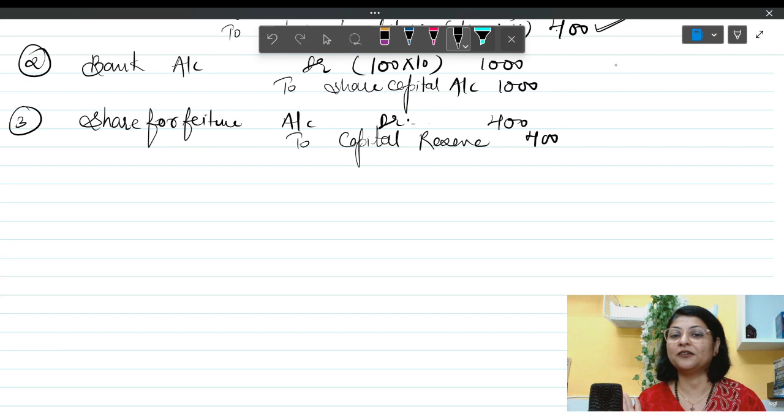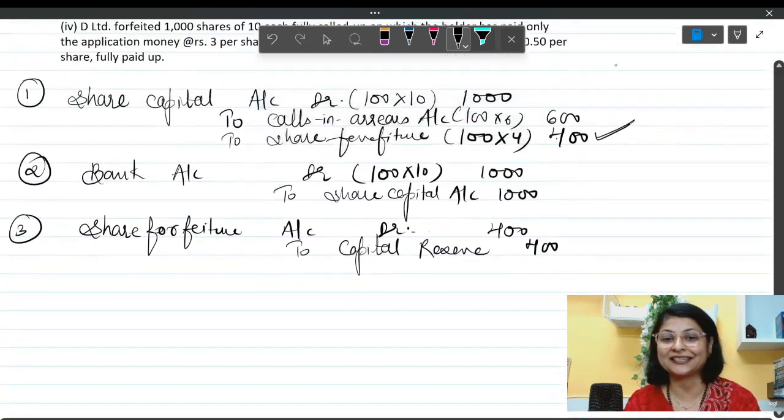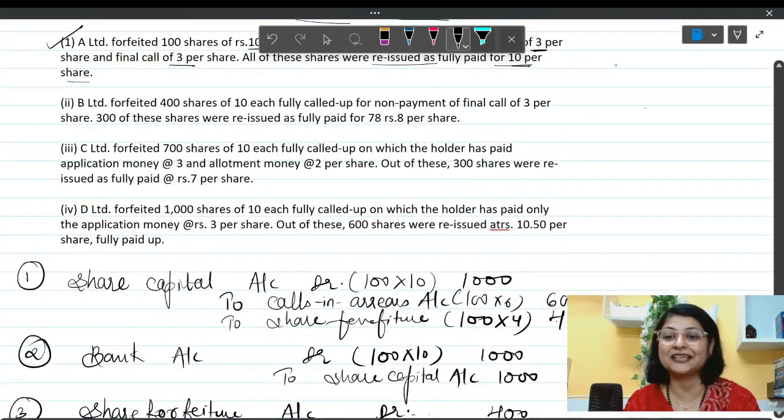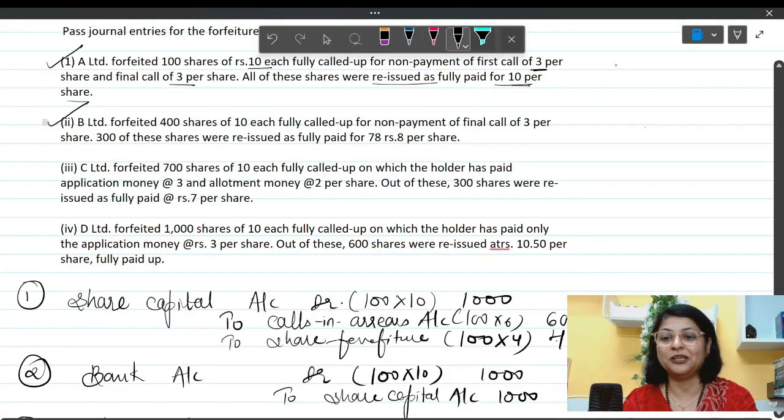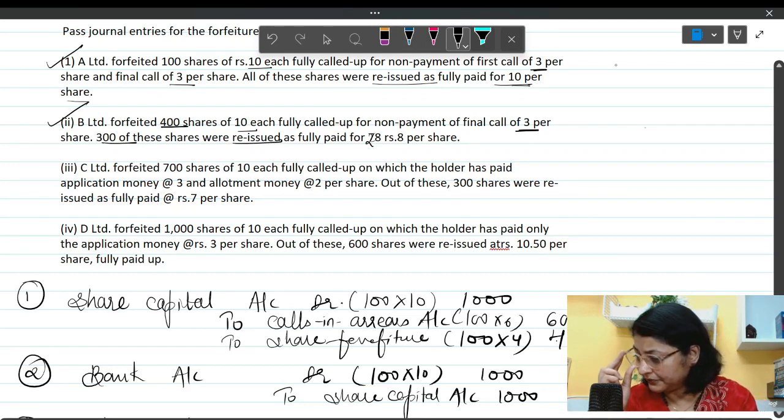So we have solved the first case. Now let us go to the next case and see what the entries are. The next case, case number B, says: Limited forfeited 400 shares of rupees 10 each, fully called up, for non-payment of final call of rupees 3 per share. 300 of these shares were reissued at rupees 8 per share, fully paid up. Let me just check, this seems to be some mistake.